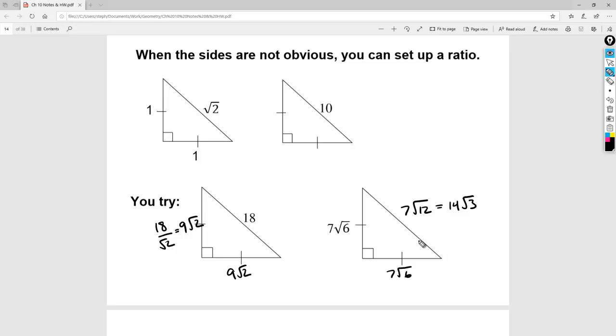Alright, so hopefully you got this. On our first example, we're just going to divide 18 by the square root of 2. So I'll end up with 9 root 2. My second example, I can multiply by the square root of 2 to get my hypotenuse. My other leg will just be the same. So I end up getting 7 root 12, and as I know, I can take a 4 out of this. So the square root of 4 is 2. 2 times 7 is 14.